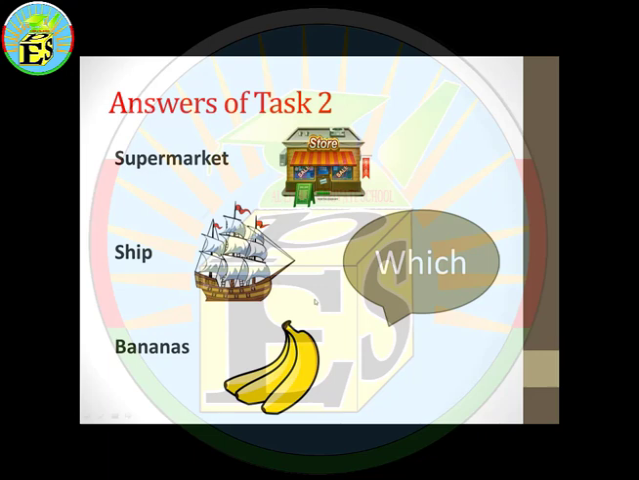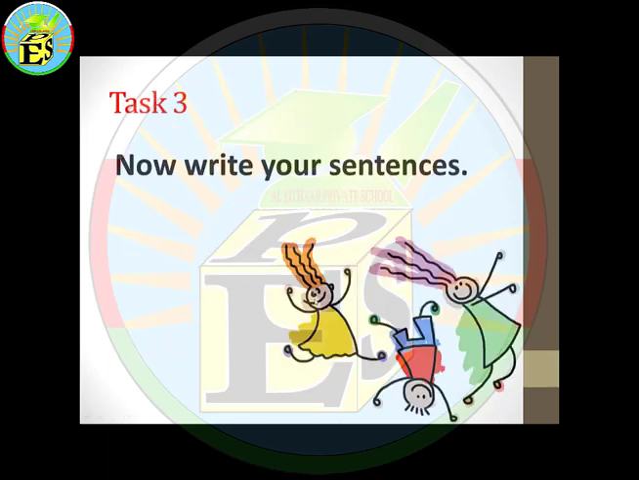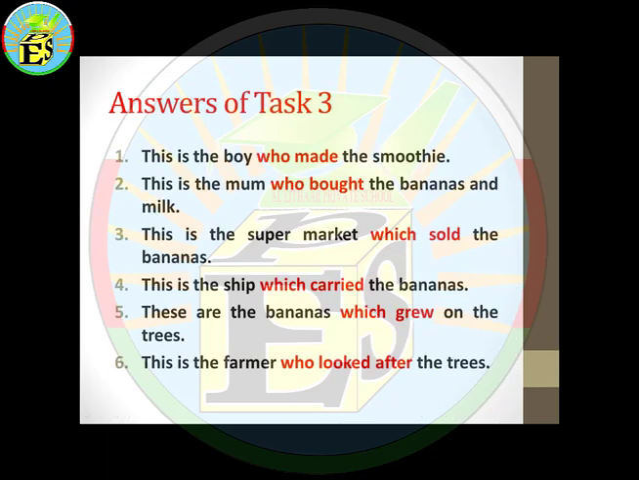Right now I would like you to open your notebooks and write the answers of task number 3. You're supposed to write the sentences of task number 2, the sentences that we talked about in task number 2. So right now open your notebooks and write these full sentences with the relative pronouns who and which. And please be careful with your spelling and handwriting. You can stop the video right now and write all of these sentences, and then we will move to another task.